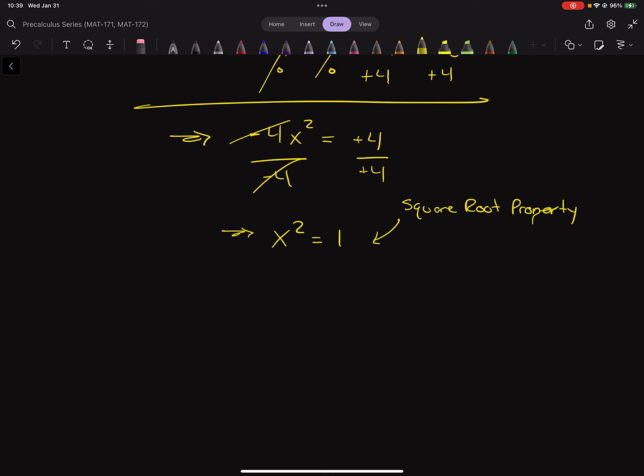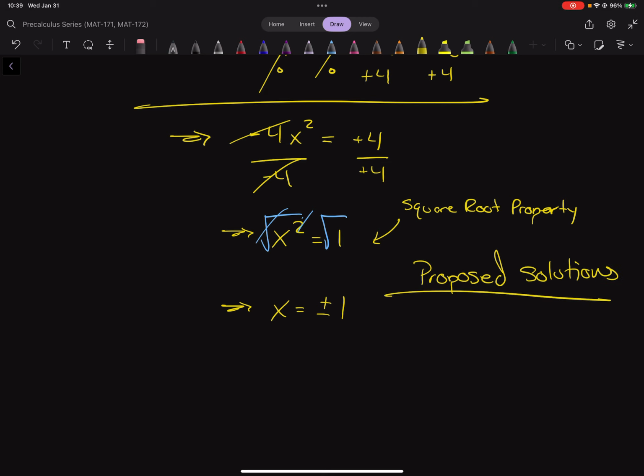All right, I'll take the square root of both sides. And on the right-hand side, we're going to remember to add a plus or minus here. The radical and the exponent cancel on the left. X equals plus or minus the square root of 1, which is just going to be 1. So your proposed solution set, we're going to have x equals negative 1 and x equals positive 1.